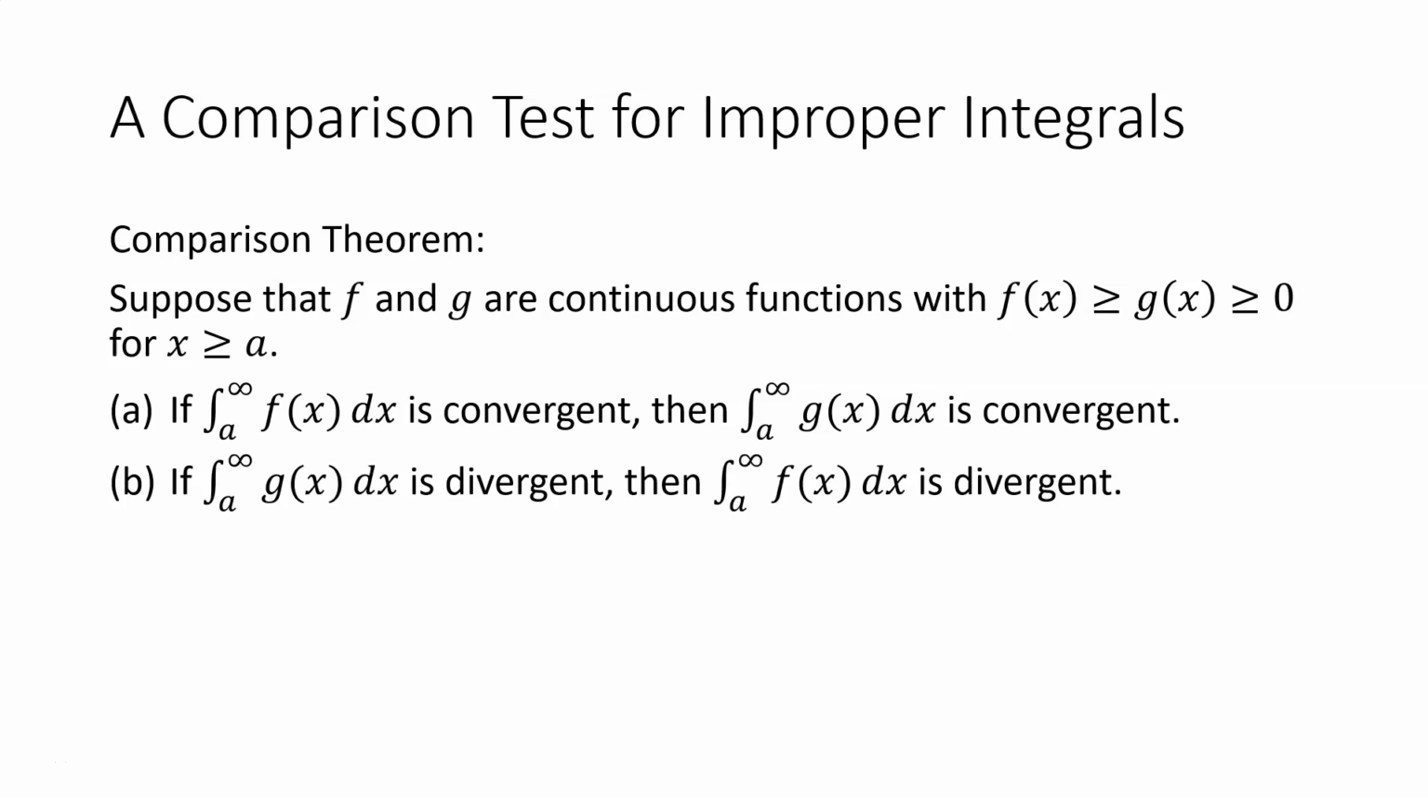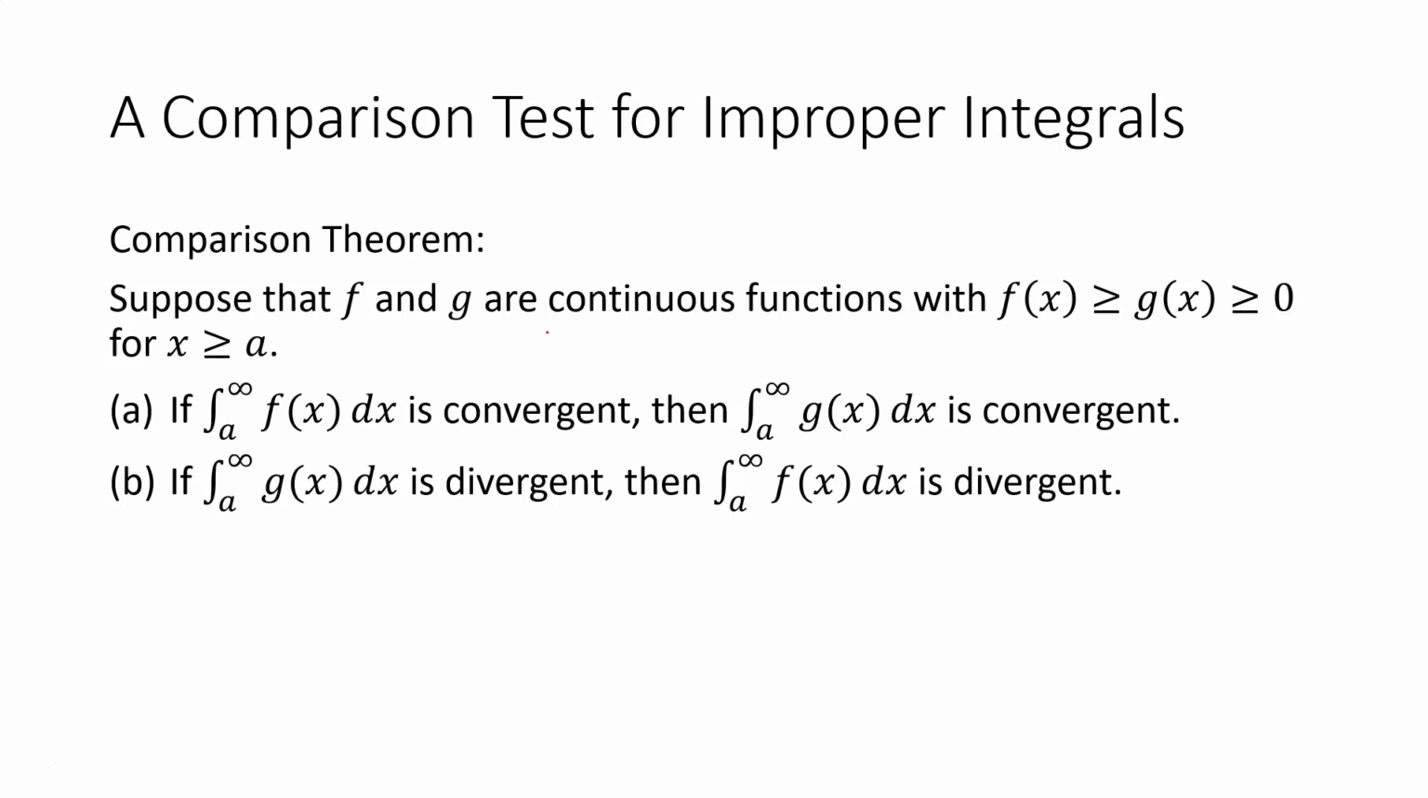Now the last thing that we want to show you here in 7.8 is a particular comparison test for improper integrals. And the idea of this comparison test is that it gives us a way of determining whether a certain improper integral is convergent or divergent by comparing it with something that we already know. In other words, if we already know some other improper integral is convergent or divergent, then maybe we can draw a comparison with that known integral to say something about the integral that we're thinking about.